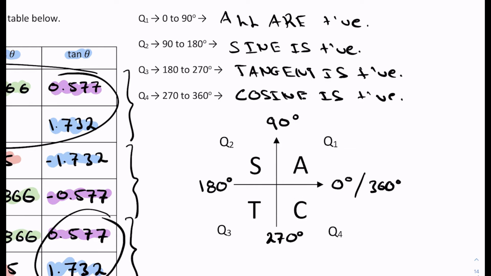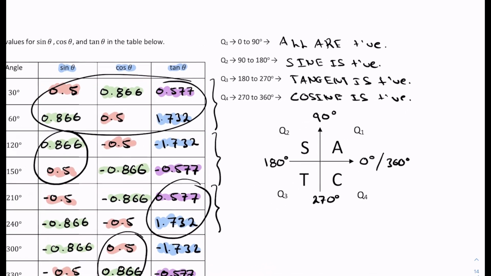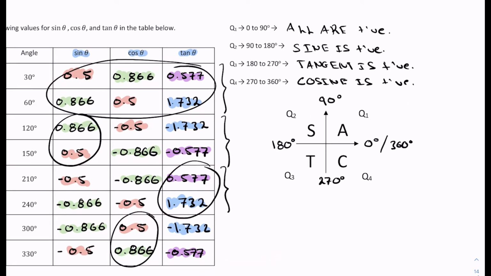So what's the idea here? Well, basically, the CAST rule, and you can read it like this, CAST, all it means is if I'm in Q1, suppose I'm in here, all the trig ratios will be positive. If I'm in Q2, only sine will be positive. So all I got is sine. If I'm in Q3, tangent will be positive, and the other two will be negative. And if I'm in Q4, cosine will be positive, and the other two will be negative.